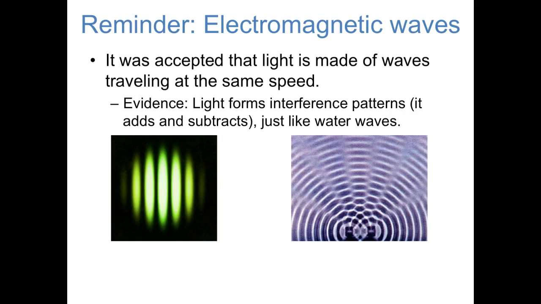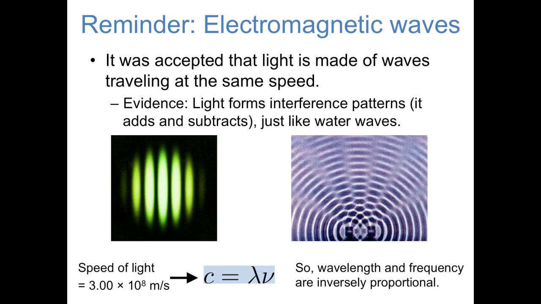Before we move forward, I'd like to review a few basic concepts related to light waves. The reason it was believed that light consisted of waves was largely because light forms interference patterns. In other words, light waves add and subtract from each other to make bright spots and dark spots, in the same way that water waves add and subtract to make particularly high locations and low locations, like the picture on the right.